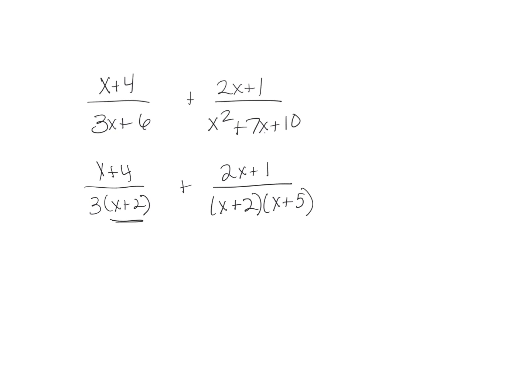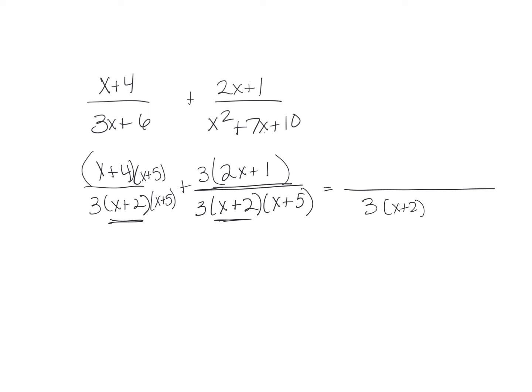I notice that I already have an x plus 2 in each of these. This one needs a 3. So I'm going to put a 3 on the top and bottom. Essentially I'm not changing this at all because I'm multiplying it both top and bottom by 3 over 3, which is the same as multiplying it by 1. I also need an x plus 5 on the other side. So on the bottom, I'm going to have 3, x plus 2, x plus 5.